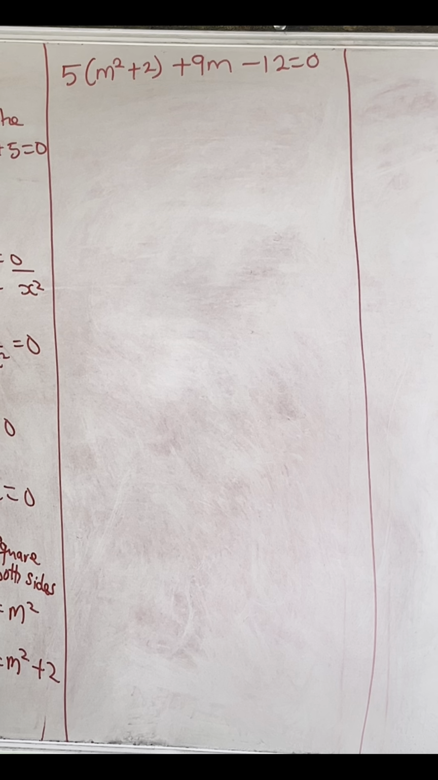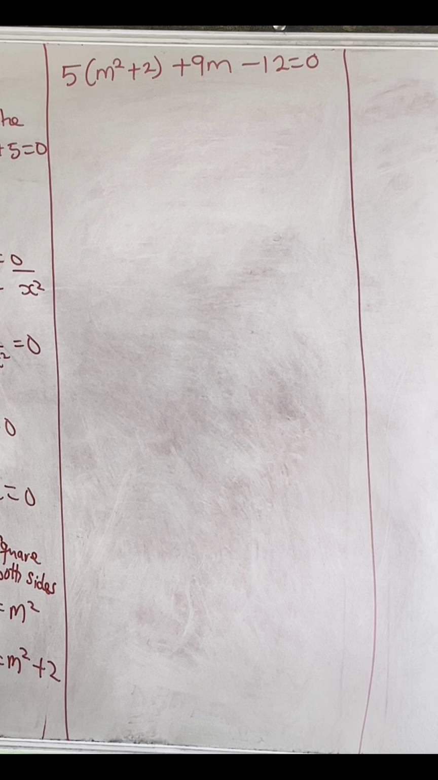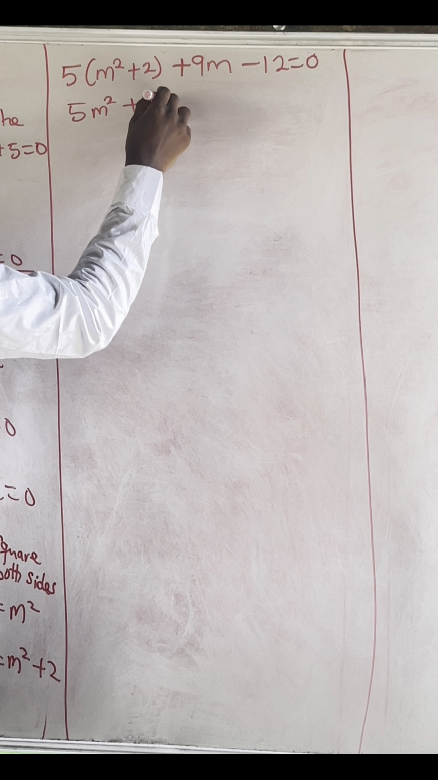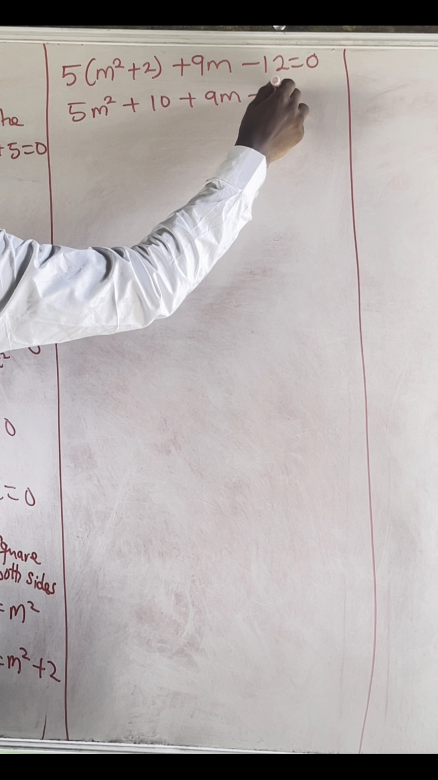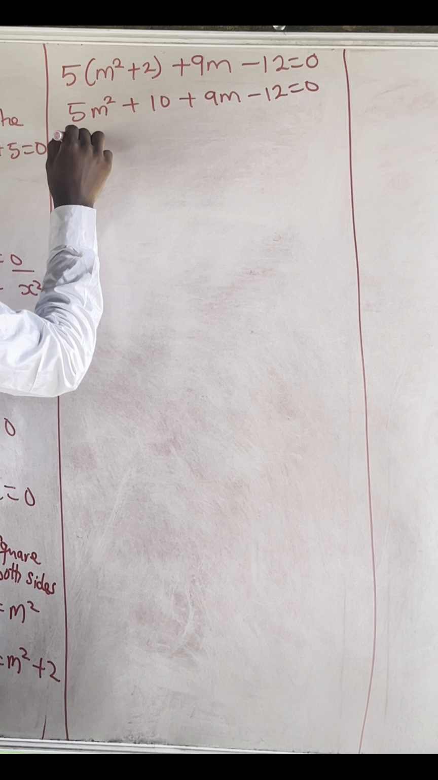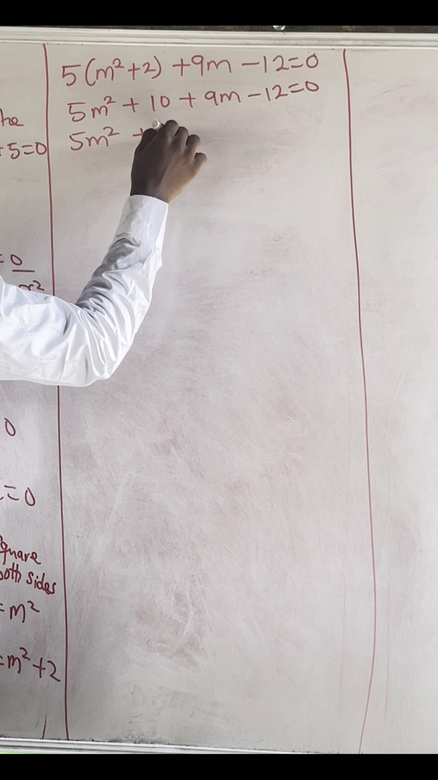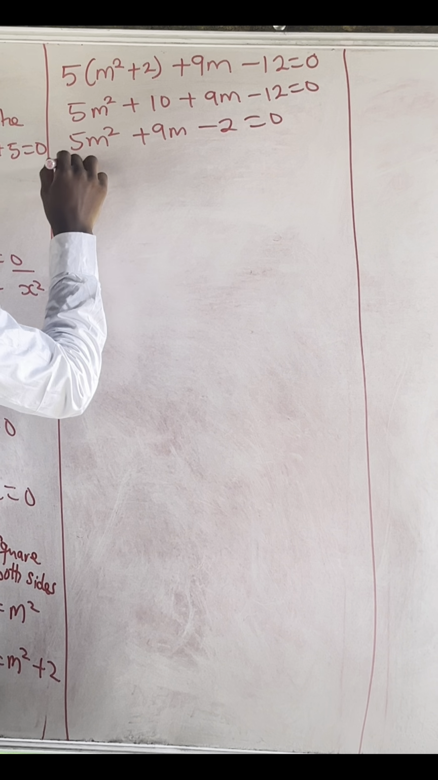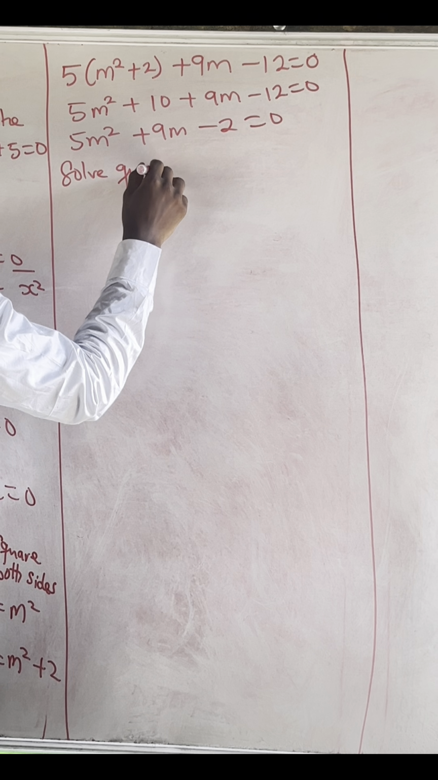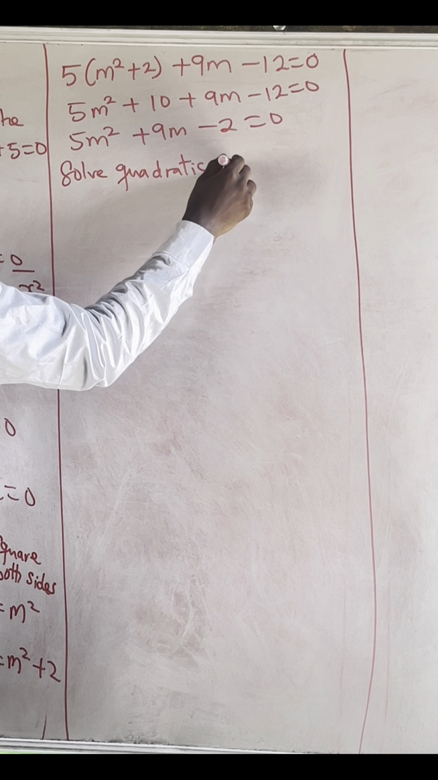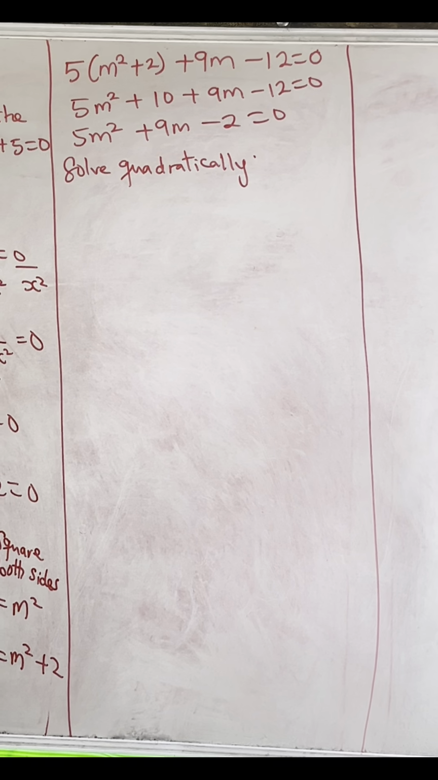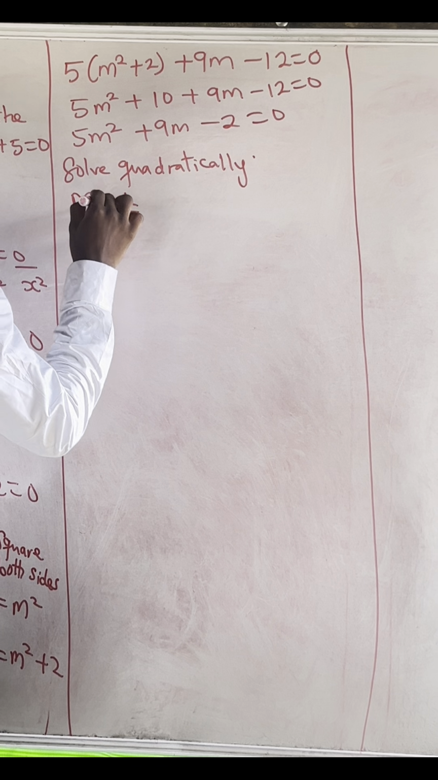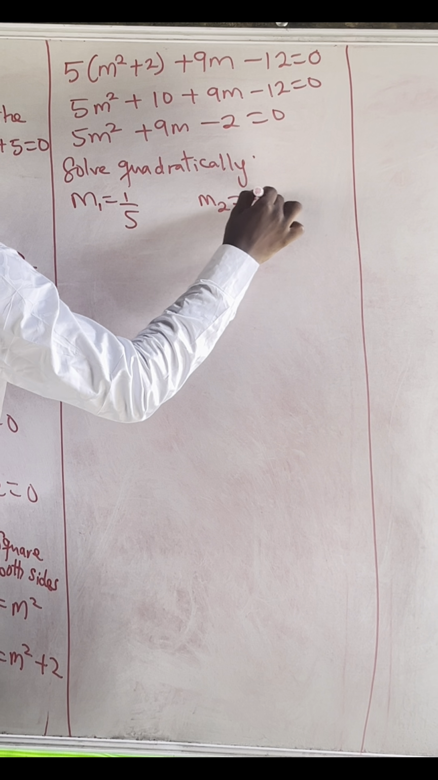So since 5(m squared plus 2) plus 9m minus 12 is equal to 0, I'm going to open the bracket. That will be 5m squared plus 10 plus 9m minus 12 equals 0. I'm going to arrange. That will be 5m squared plus 9m plus 10 minus 12, that is minus 2, equals 0. I'm going to solve it quadratically. And if I solve quadratically, m will be equal to 1 over 5. This is m1. And m2 will be equal to minus 2.